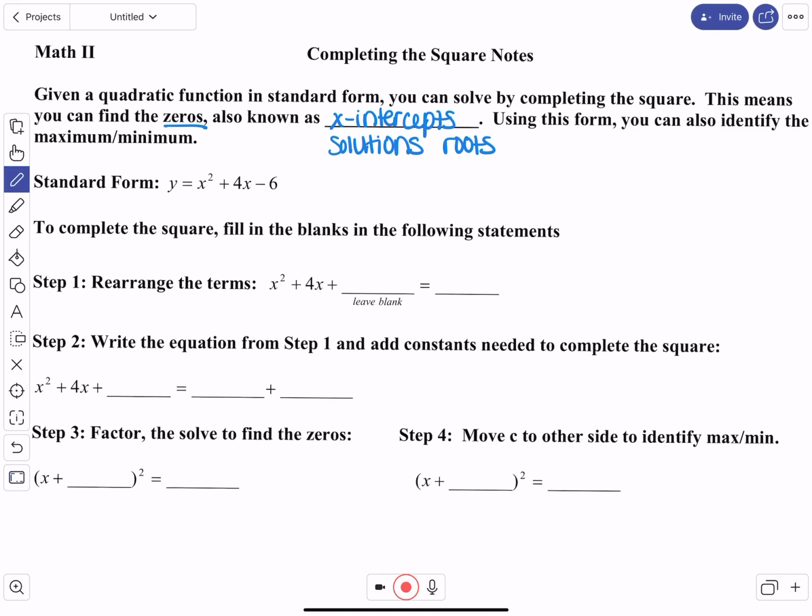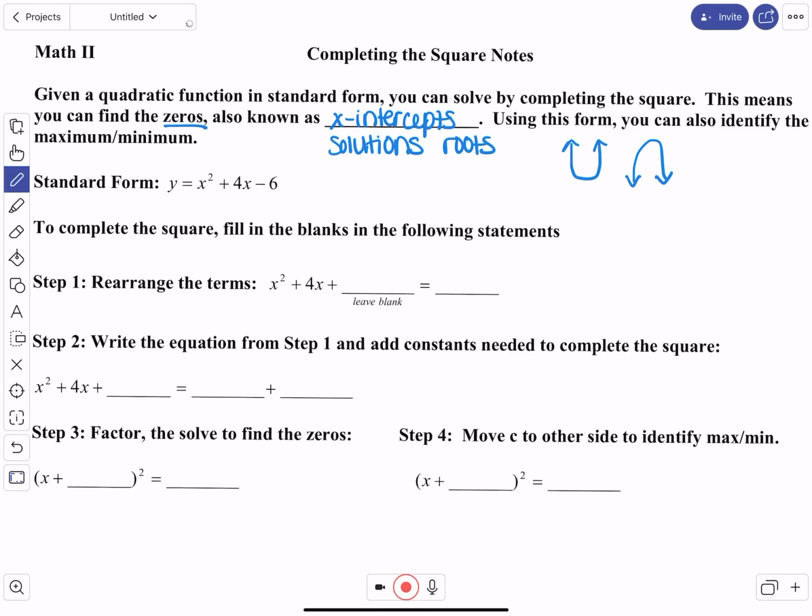Because when we're talking about a quadratic function, we're talking about a parabola. A parabola is going to have this shape to it. It's going to look like this, or it's going to look like this. And it's going to be where it crosses the x-axis. And it may not cross the x-axis. If it doesn't cross the x-axis, that means it doesn't have a zero. It doesn't have an x-intercept. It doesn't have a solution. It doesn't have a root.